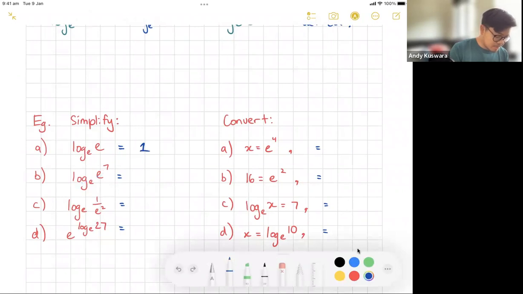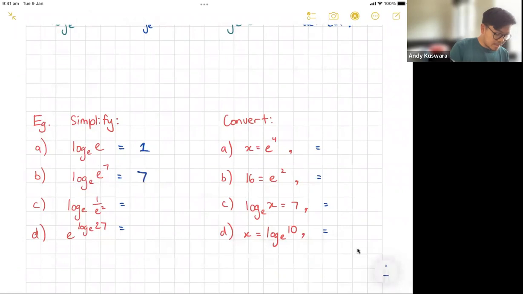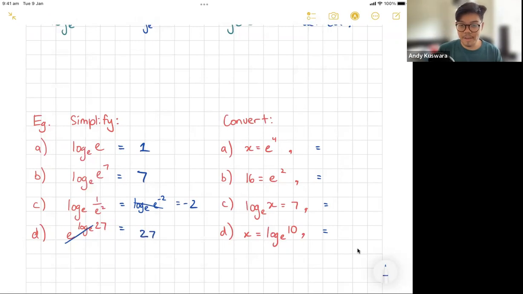I'm just going to get rid of that across. Try to make it as neat as I can. Now, if I have log e of 1 on e squared, that's log e of e to the -2, which is just going to be -2. And e to the power of log e of 27, the e and the log e cancel out, leaving us with just 27.